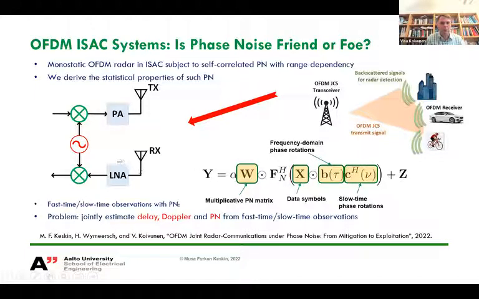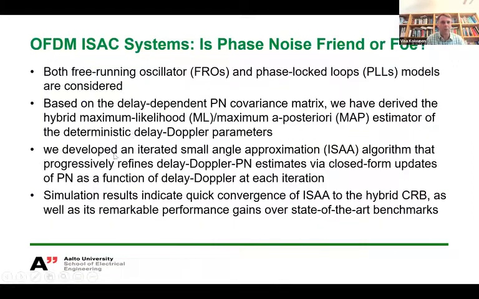So here are the equations, but I won't go into detail on them; I try to again convey the idea. These phase noises of course also depend on the oscillator models being used. We have considered both free-running oscillators and phase-locked loops. Since this phase noise has a range or delay-dependent covariance matrix, we have characterized that covariance matrix, and based on that derivation, we have derived a hybrid maximum likelihood and maximum a posteriori estimator of the deterministic delay-Doppler parameters. Then, in order to estimate and compensate for the phase noise, we have developed an iterated small angle approximation algorithm that iteratively refines the delay-Doppler phase noise estimates. And it has a very nice compact closed-form expression that is updated.